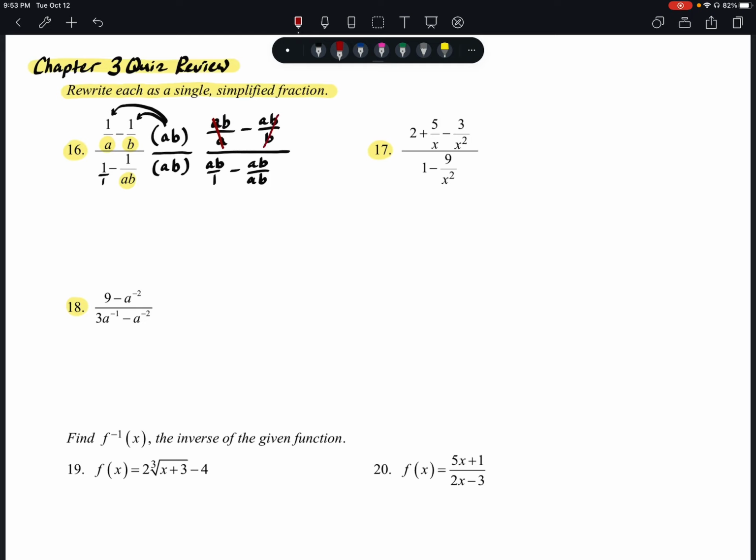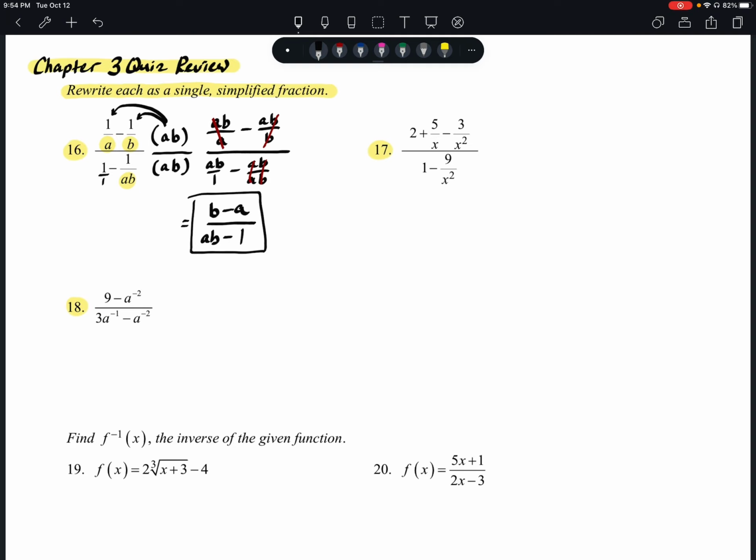So what we actually have left over here in the numerator would be just b minus a. Right, and then in the denominator, ab over 1 would be just ab minus, and then when you have ab divided by ab, they're both going to cancel, but that's going to leave us with minus 1. Okay, so we have b minus a over ab minus 1. And if we look at that, does anything factor at all? In this case, it does not appear, so that means this would be our simplified answer.